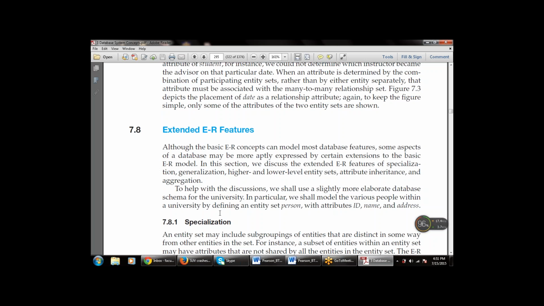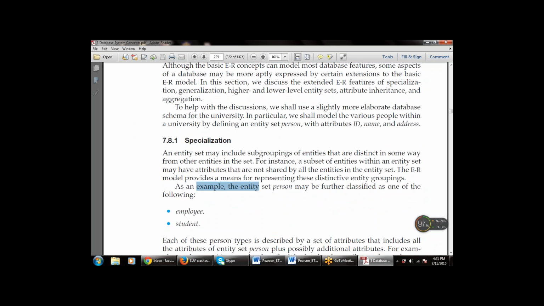Now first, 7.8.1 is specialization. What is specialization and how is it used? An entity set may include subgroupings of entities that are distinct in some way from other entities in the set. For example, a subset of the entities within the entity set may have attributes that are not shared by all the entities in the entity set. That is specialization. As an example, the entity set person may be further classified as one of the following: employee and student.